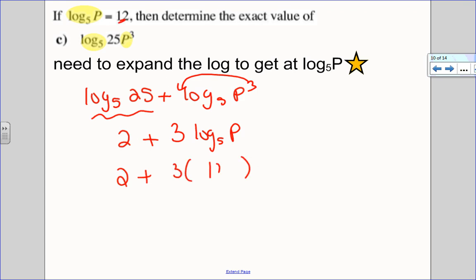That's just 12. So I have 2 plus 3 times 12 is 36. Add those together and I get 38.